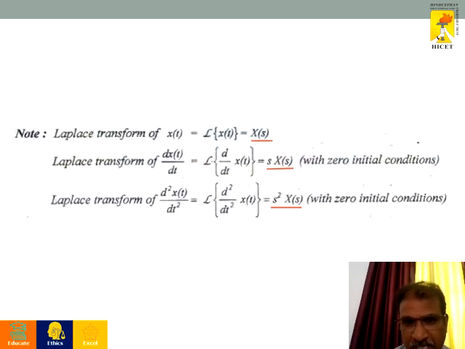Now let's see what happens to the displacement, the velocity and the acceleration when we take Laplace transform. So x of t, when you take Laplace transform, it becomes capital X of s, and dx by dt, when Laplace transform is taken, it is s X of s, and d square x by dt squared, when Laplace transform is taken, it is s squared X of s.